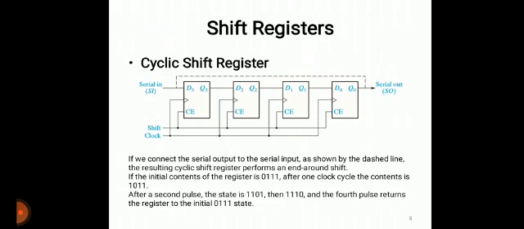If the initial contents of the registers are 0111, then after one clock cycle, the contents will be, obviously, 1011. That is, the last flip-flop output is taken as the input there. The last number was 1, so that will be taken at the first position. So it becomes 1011. After a second pulse, the state is 1101. Obviously, here 1 again goes back to the input. Then it will be 1110, and the fourth pulse returns the register to the initial state, that is 0111.